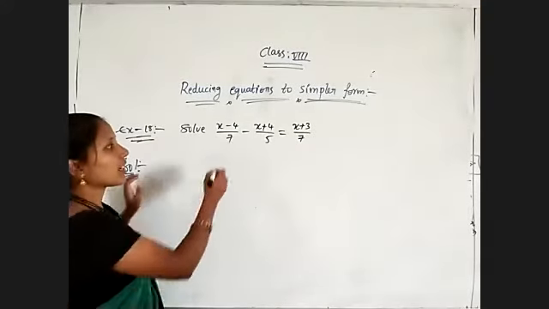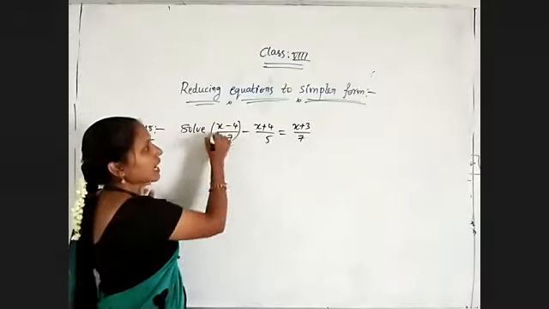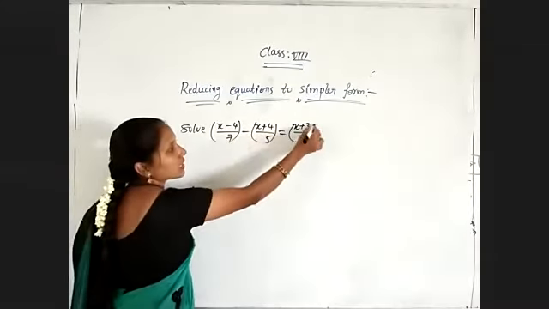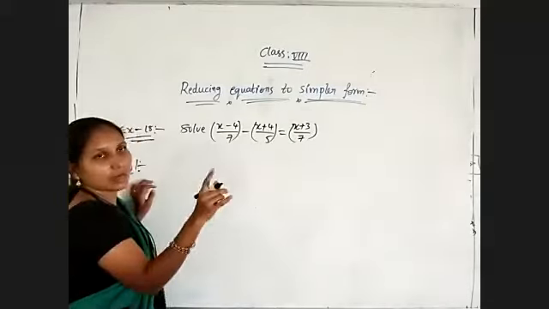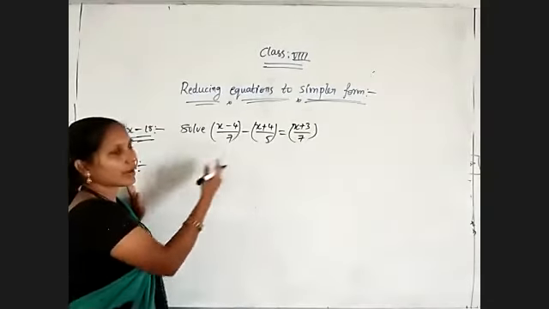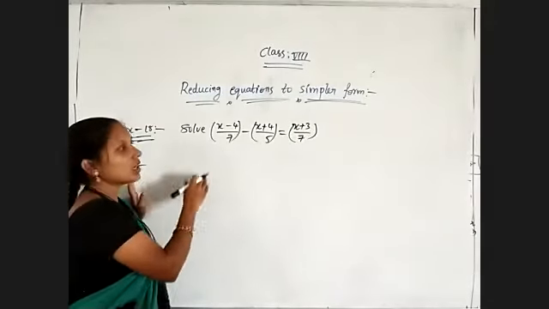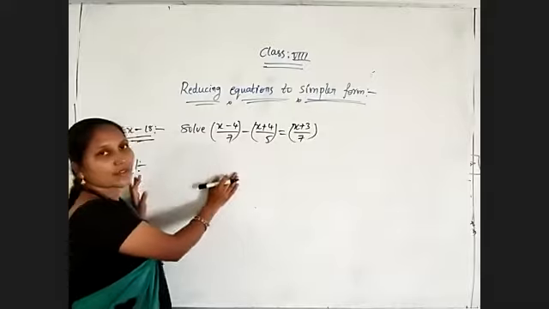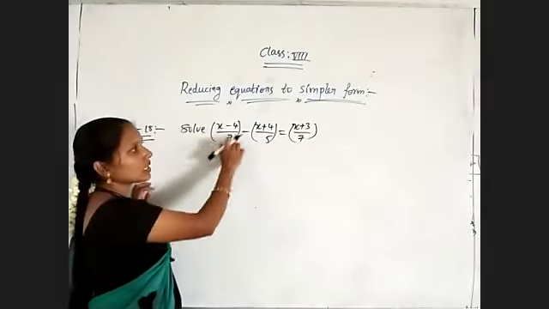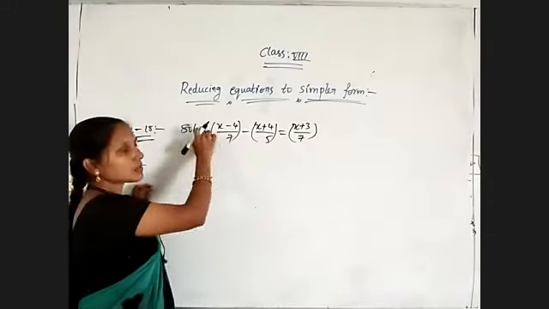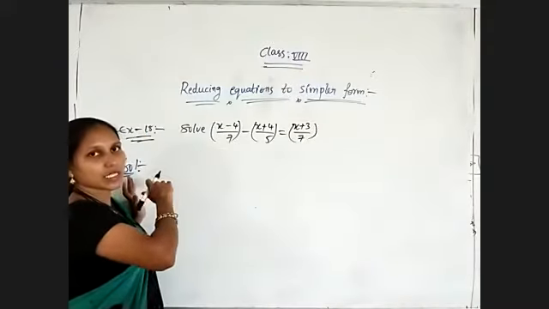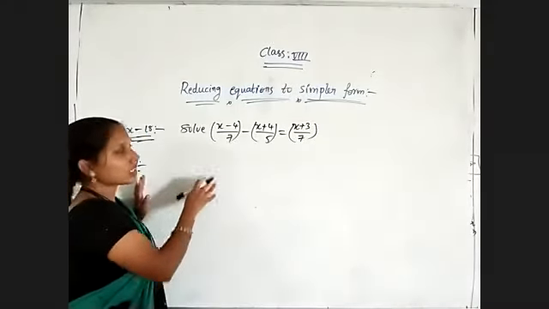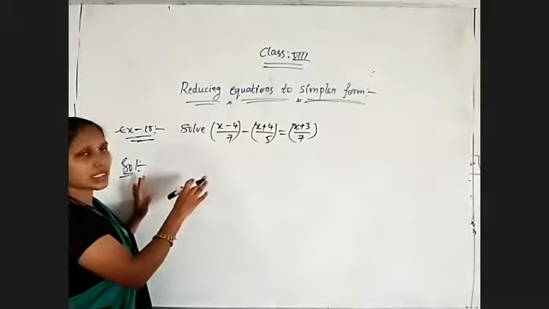For that, we can't directly write x terms separately, because the complete term has the denominator, not only a single term. When there is a single term, we separate x terms from constant terms. But in this case, first we need to go through the simplification, that is cross multiplication. After that, bring all x terms to one side and constant terms to the other side. Observe this equation, you will understand.